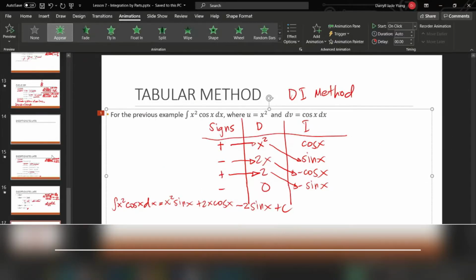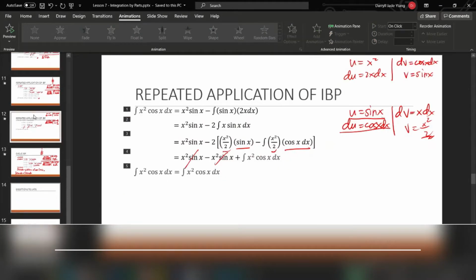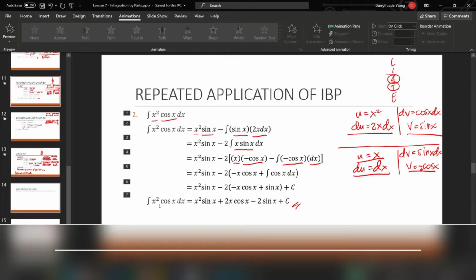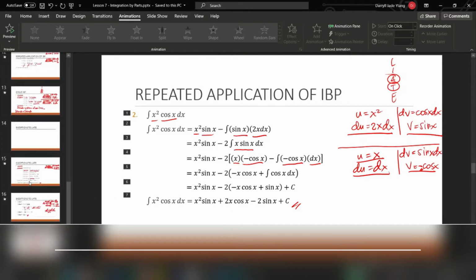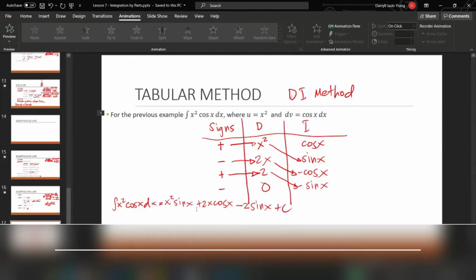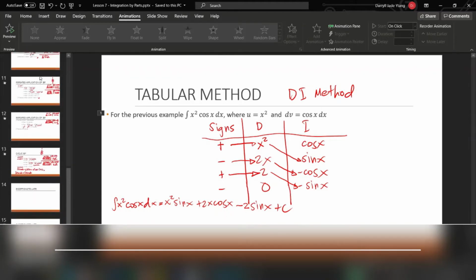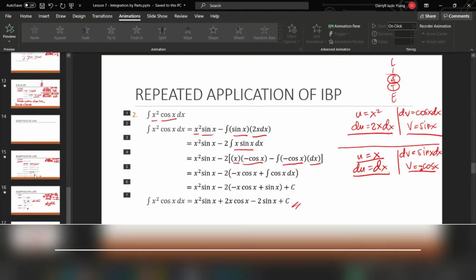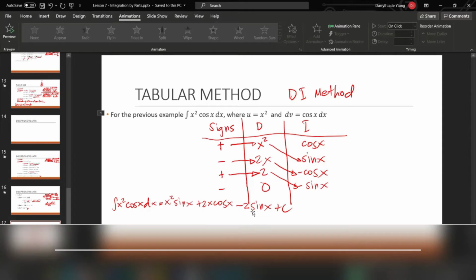That was problem number, ayan. So x squared cosine x dx, its antiderivative is x squared sine x plus 2x cos x minus 2 sine x plus c. So let's see if parehas. So again, x squared sine x ang first term, 2x cos x ang second, tapos negative 2 sine x ang third. So x squared sine x plus 2x cos x, and then minus 2 sine x. So parehas. Okay?